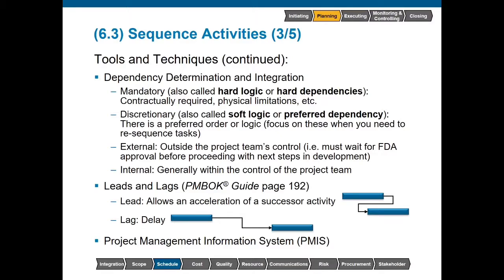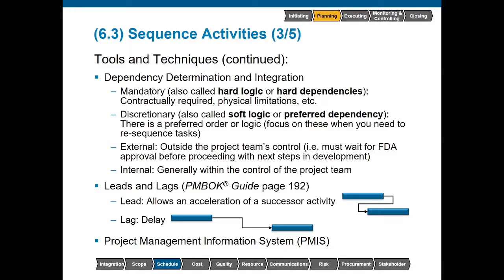Now, with a lag, this is something purposeful to build in a delay. It is still a finish to start relationship, but we do not want it to be an immediate start after the predecessor finishes. So like I was using in the previous example, perhaps we apply that first coat of paint, but then we want to wait 24 or 48 hours to ensure that it's dried thoroughly, and then we would go ahead and apply that second coat of paint.